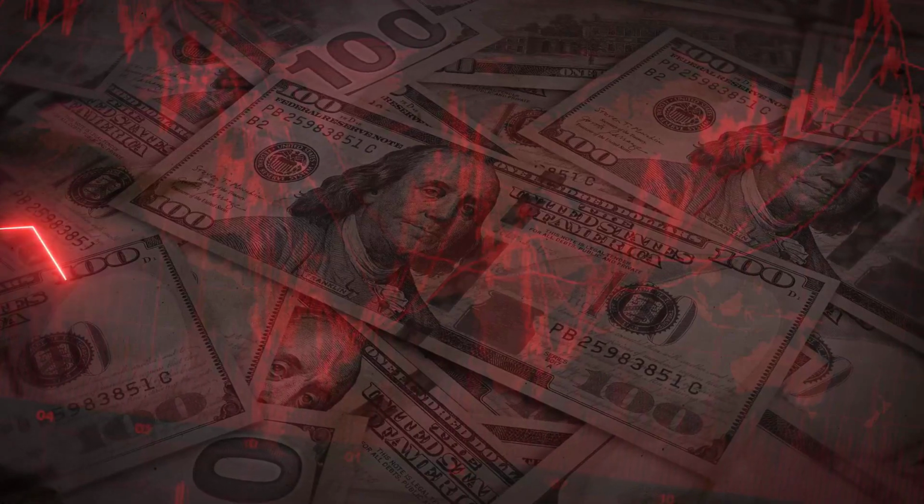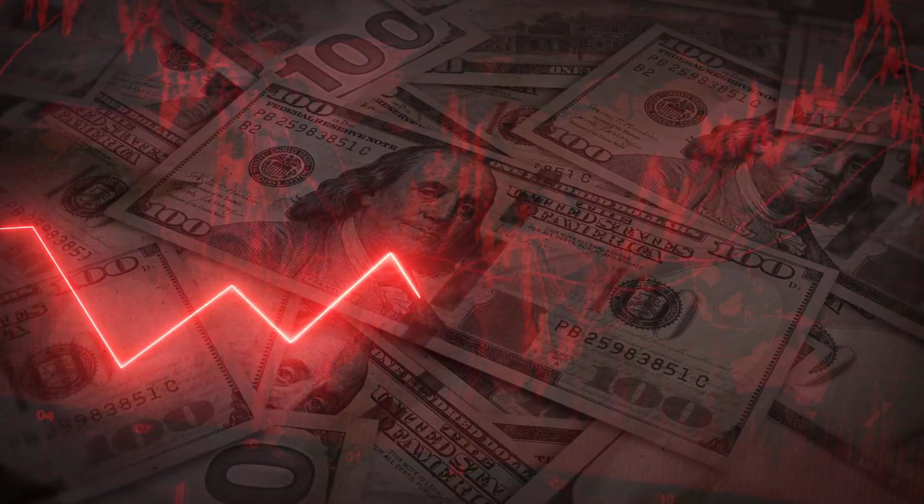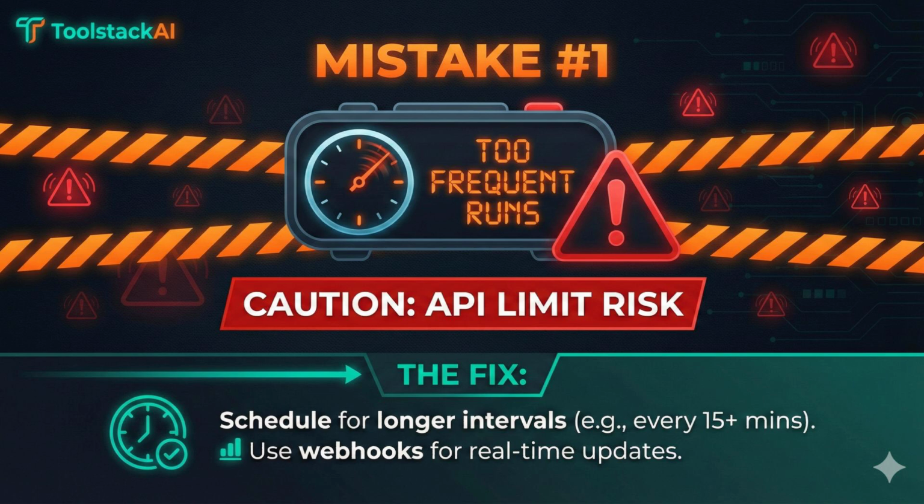Now, here are the mistakes I see beginners make and how to avoid them. Mistake number 1, running scenarios too frequently. If you set your YouTube trigger to check every minute instead of every 15 minutes, you'll use operations 96 times per day instead of 96 times per month. That drains your free tier fast. For most YouTube automations, checking every 15 minutes is plenty. Your video isn't going anywhere.